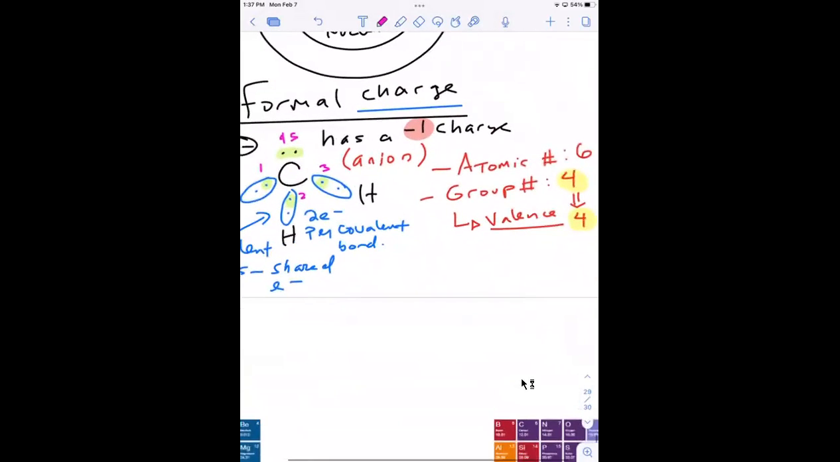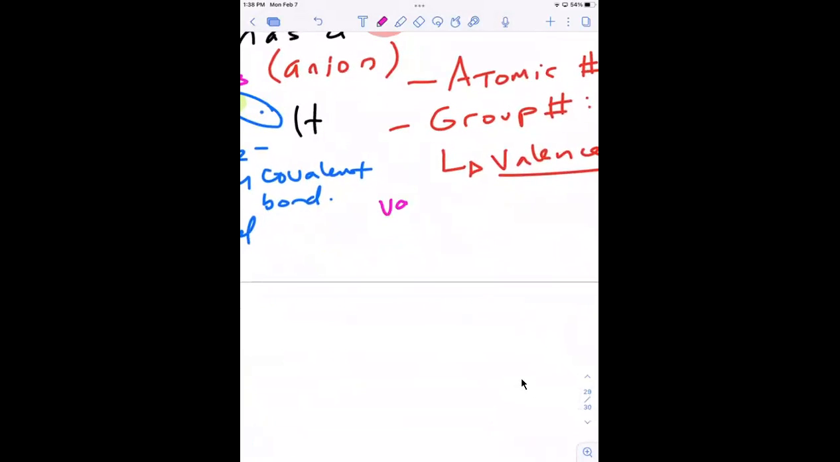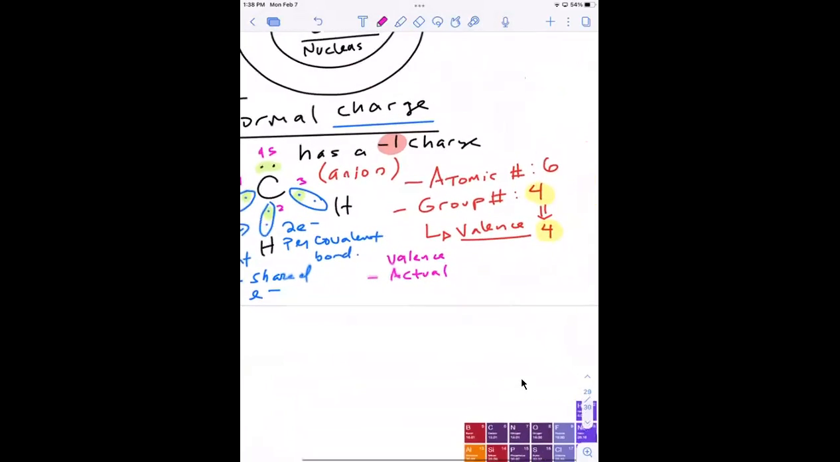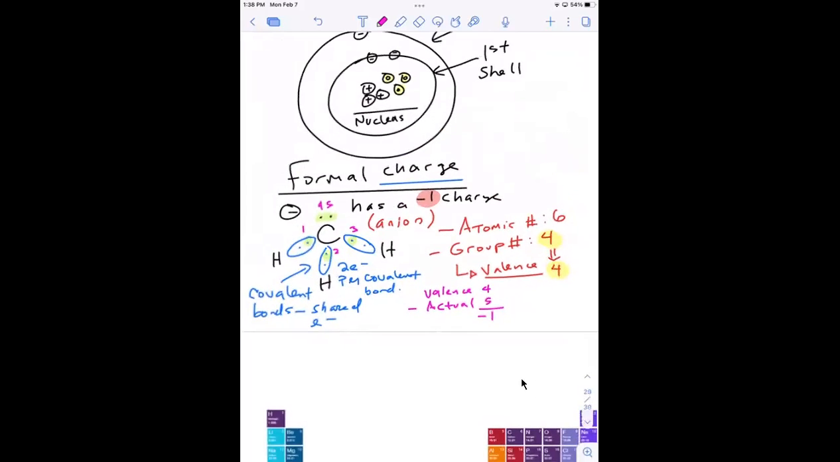Once we know that, and we know the valence, we can calculate the formal charge by taking the valence electrons minus what I like to call the actual electrons. That's just what's around it in the structure. So valence is 4, the actual is 5, and the charge is what? 4 minus 5 is going to be -1.